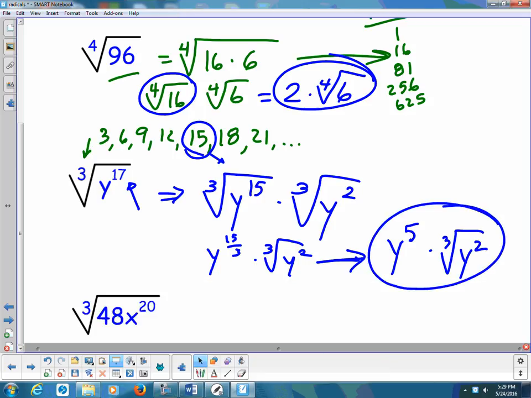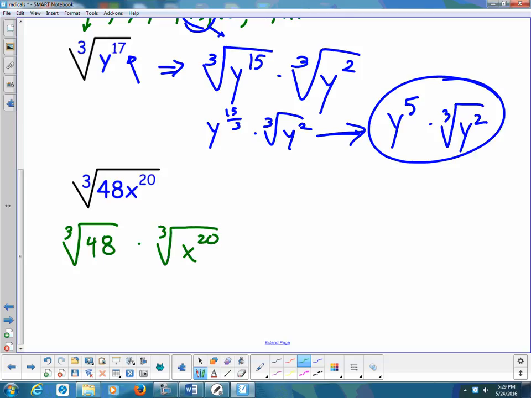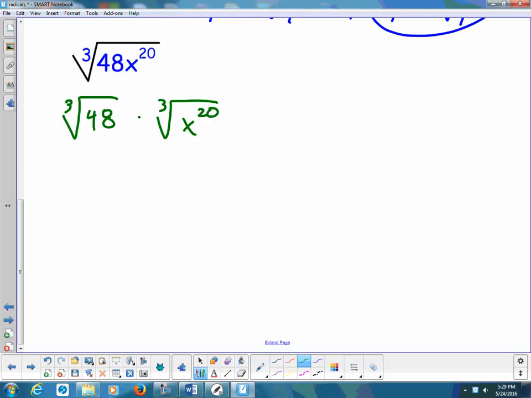All right, let's try this example. This time I have a number and a variable expression under the radical. So trying this one, let's split this up into cube root of 48 times cube root of x to the 20th. And is 48 a perfect cube? Well, no, but 8 goes into 48, and that's a perfect cube. So I can split this up into cube root of 8 times cube root of what? Well, it would be cube root of 6. And cube root of 8 is equal to 2, so I have 2 times cube root of 6.